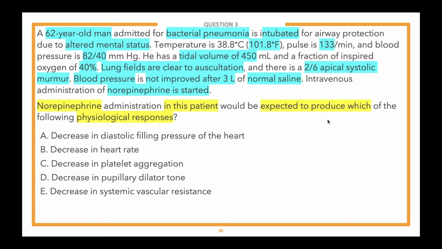And then once again, I will start at the bottom. I'll work my way up to the top. Answer choice E, decrease in systemic vascular resistance. D, decrease in pupillary dilator tone. C, decrease in platelet aggregation. B, decrease in heart rate. And A, decrease in diastolic filling pressure of the heart.